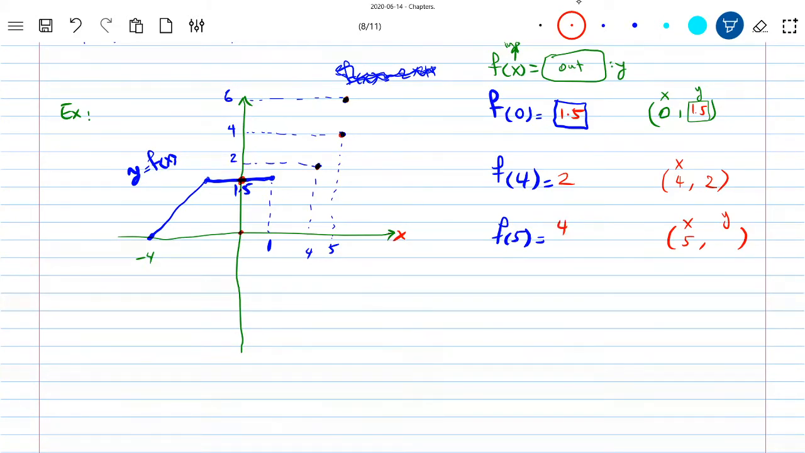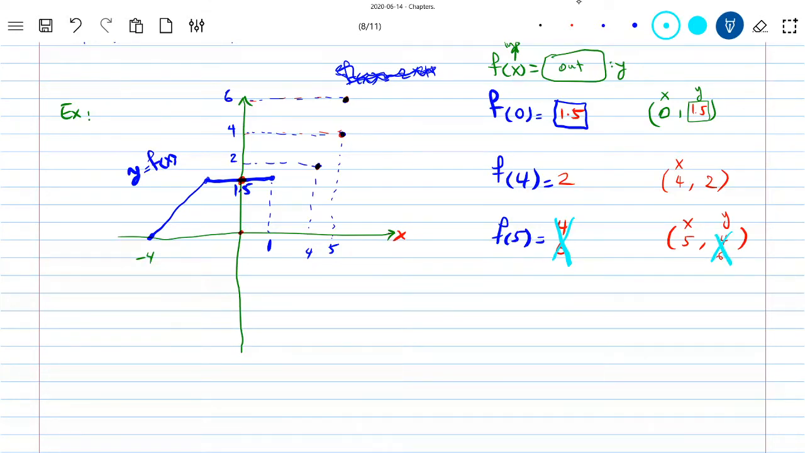Do I consider 4, because the y value here would be 4? Or the y value 6? Or should I say both of them? At this point, I hope you remember that if you have a function, you're not allowed to have two different y values. So it is not possible to have that.